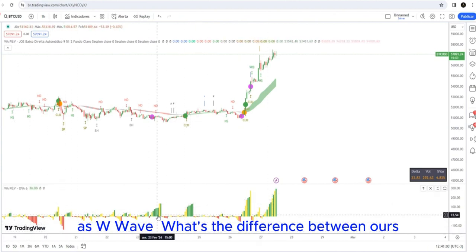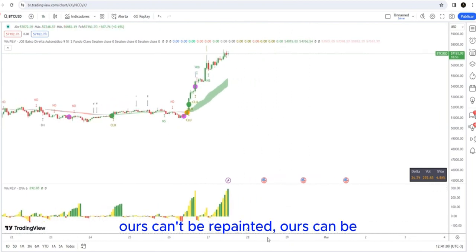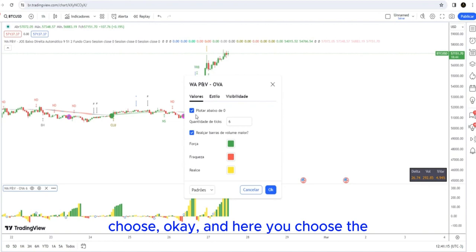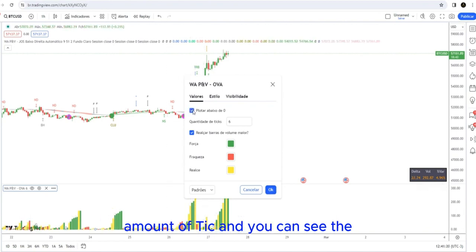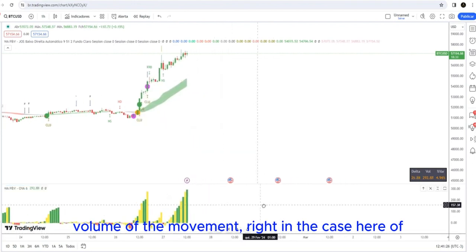What's the difference between ours and David Weis's original Weis wave? Ours can't be repainted. Ours can be placed below the 0 axis or not. You choose, okay? And here you choose the amount of ticks, and you can see the largest volume of the movement.